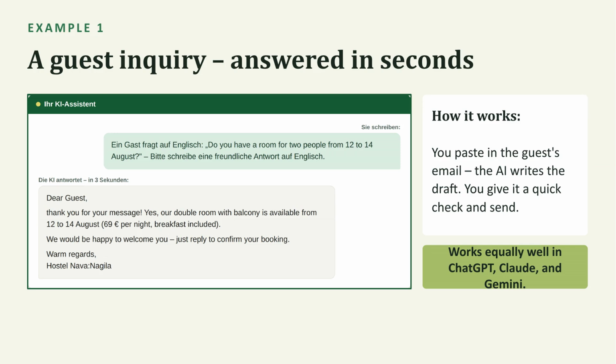Here's the first example in action. A guest writes in English, asking about a room for 2 people in August. You might know that feeling. Replying in English takes effort and time. With AI, it works like this. You paste the guest's message into the chat window and ask for a friendly reply.